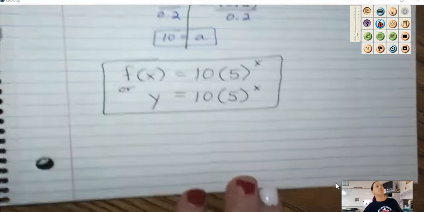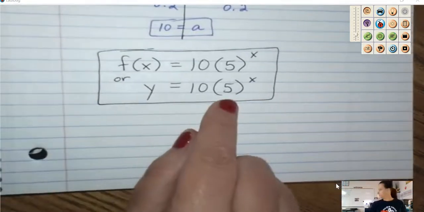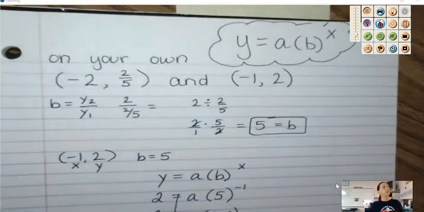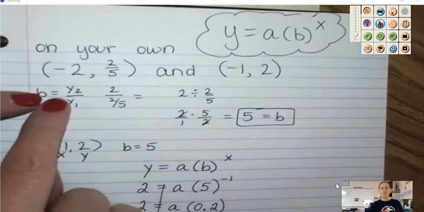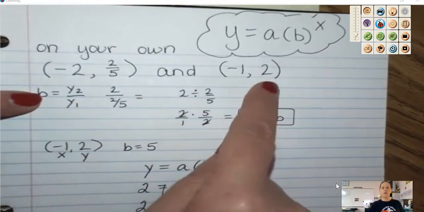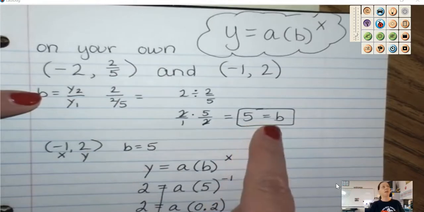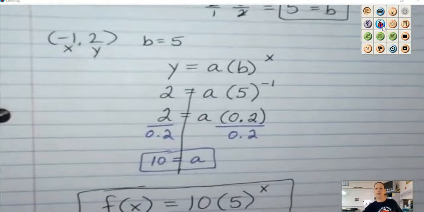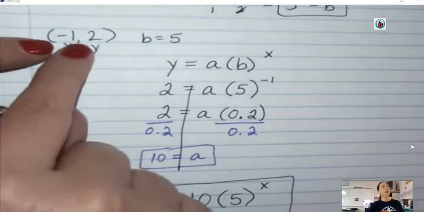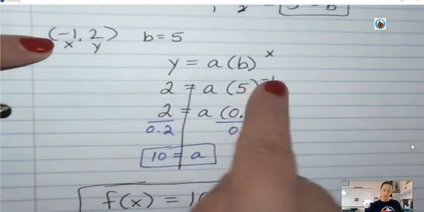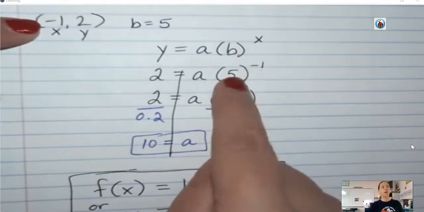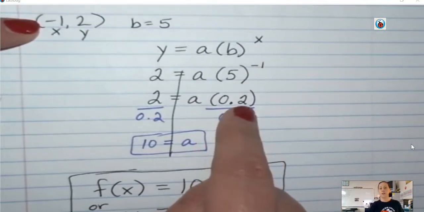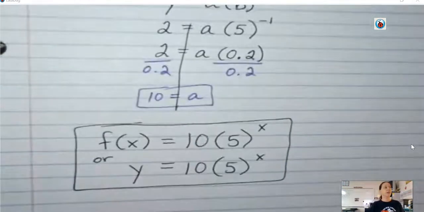Okay, check your answer. 10 times 5 to the x power. So here's the work for it, especially if you're watching the video. First you had to figure out what B was. So I did 2 divided by 2/5, figured out B is 5. Next, to figure out what the A is, I used this point for x and y, plugged it all in. 5 to the negative first power, you can just put that in your calculator. You could have it as 0.2, or it comes out as 2/10, which is 1/5. And then finish it, and A is 10.